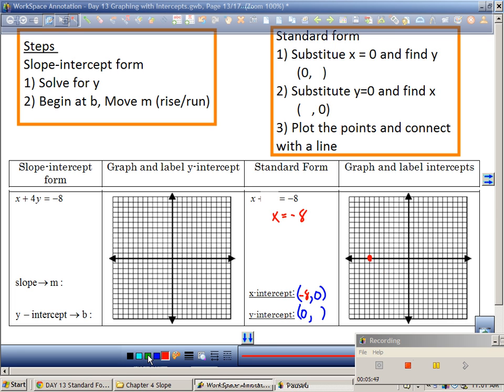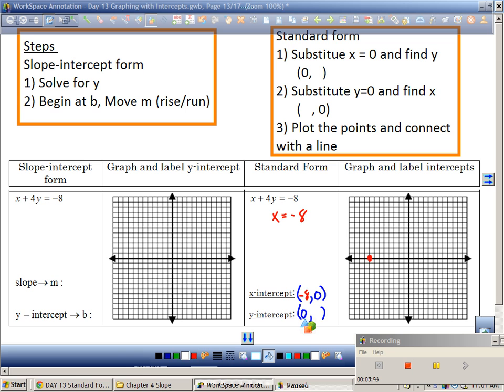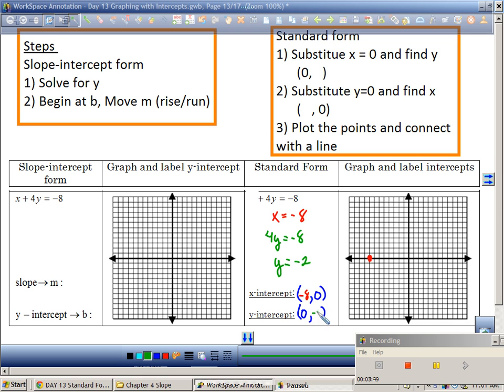Aaron, how am I going to find my y? If I want to find y, what am I going to cover up? See how x is 0? Doesn't 0 mean not there? So I get 4y equals -8. So what does y equal? -2. So the point is 0, -2.